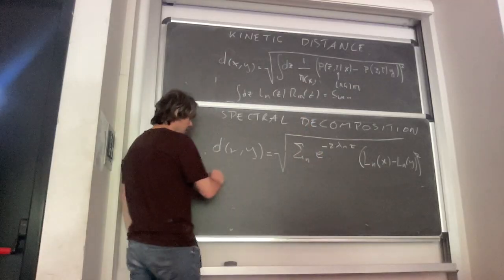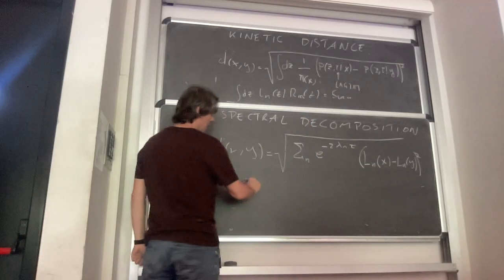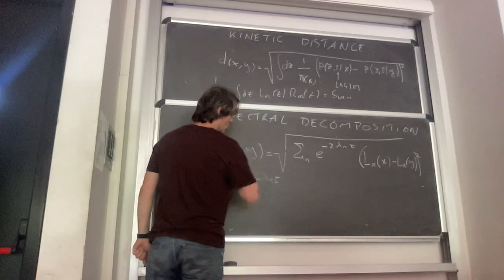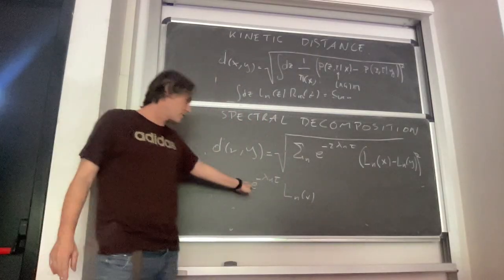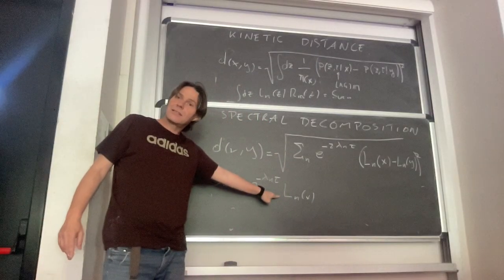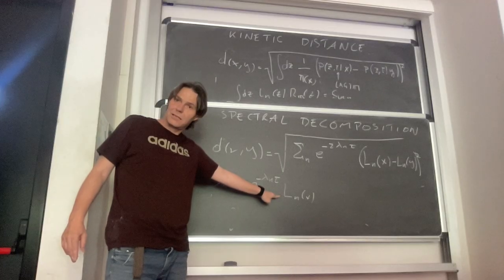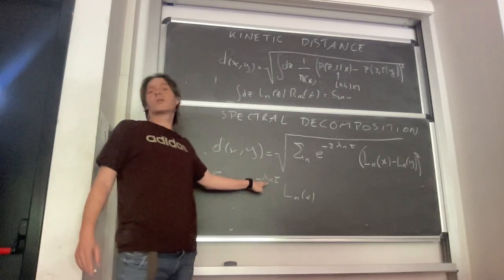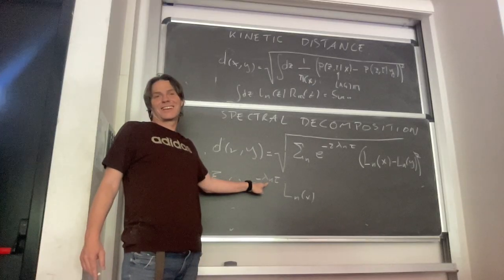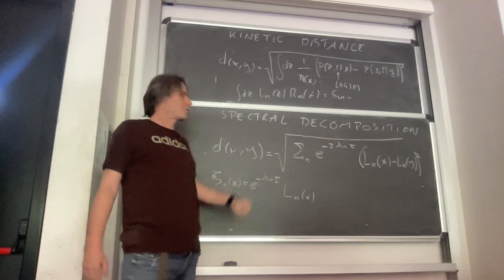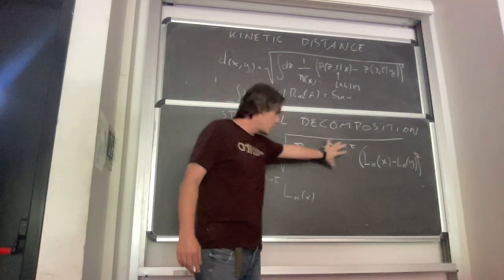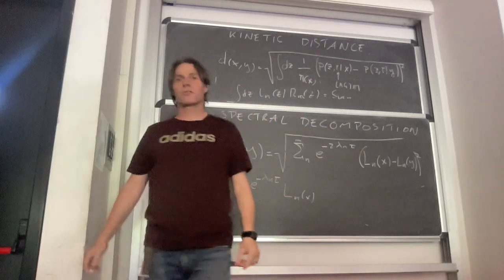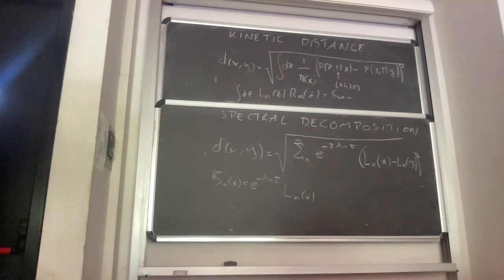Now, let's define psi of n of x as e to the negative lambda n tau times left of n of x. So basically, you're rescaling the left eigenstates with an exponent of the corresponding expression. But before you do that, perhaps it's better that we stay on this. This is an infinite sum in principle, right? Because the number of eigenstates of a continuous operator is infinite, right?